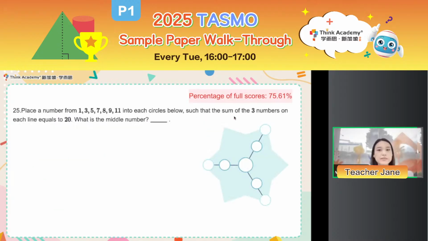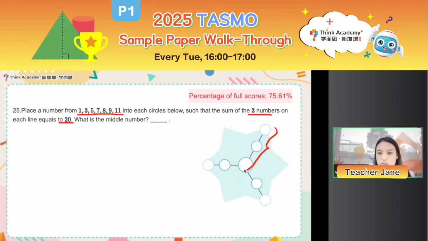Okay, then everyone, the last question for today. This question is a little bit challenging. So if you cannot understand, it's also fine, but just try your best, okay? Everyone, we can see, place a number from 1, 3, 5, 7, 8, 9, 11 into each circle below so that the sum of the three numbers in each line equals 20.